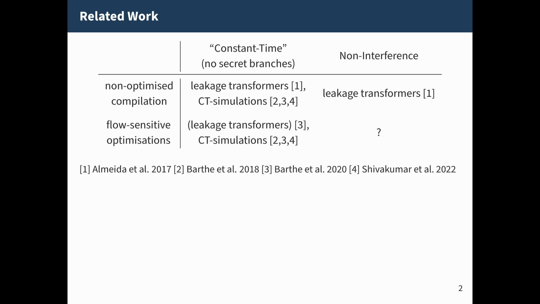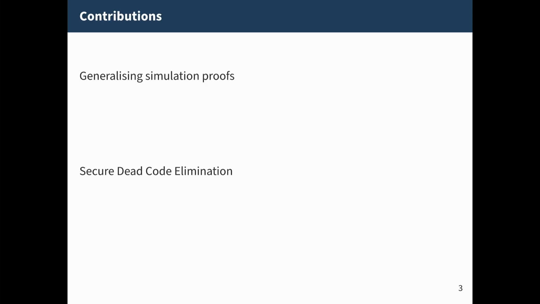The contributions of this work are twofold. First, we argue about generalizing simulation proofs. Afterwards, we will show a secure dead code elimination, a variant of the thing we saw before, that is actually secure and preserves non-interference.